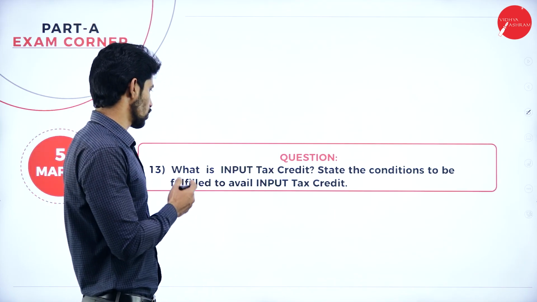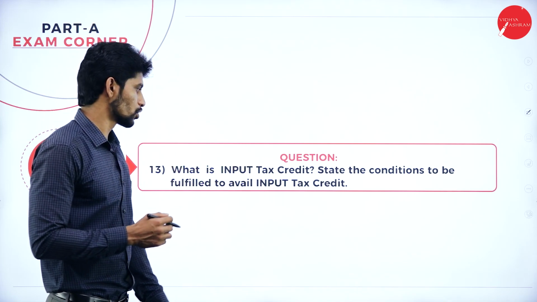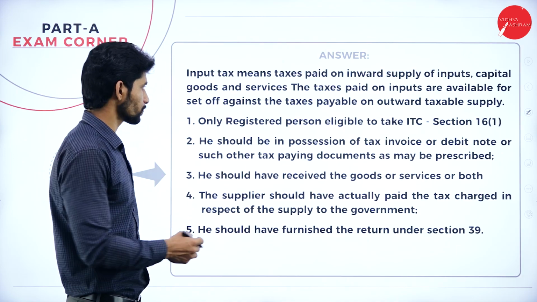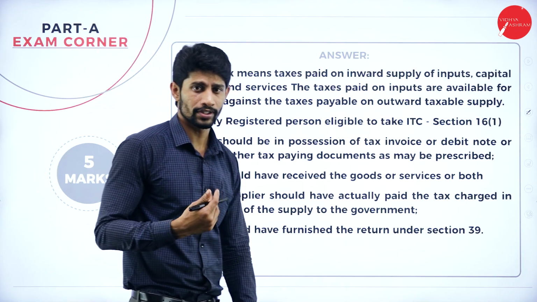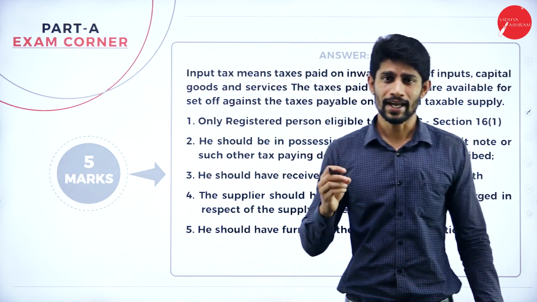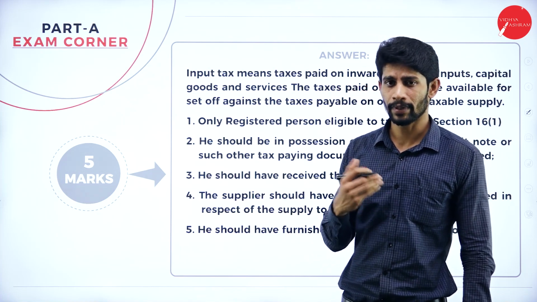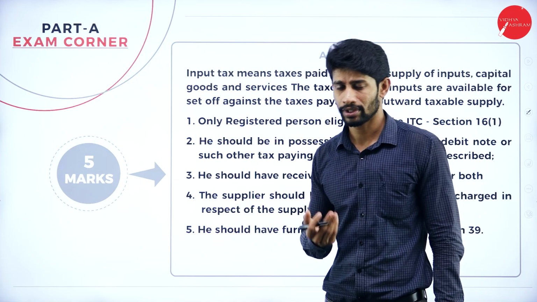Next, they might ask you, what is input tax credit? State the conditions to be fulfilled to avail input tax credit. This one they might ask for 5 marks. First you have to write the meaning of input tax credit. So what is input tax credit? The tax paid on purchase of input is called input tax credit, or the tax paid on inputs purchased by the manufacturer for the furtherance of the business is called input tax credit.